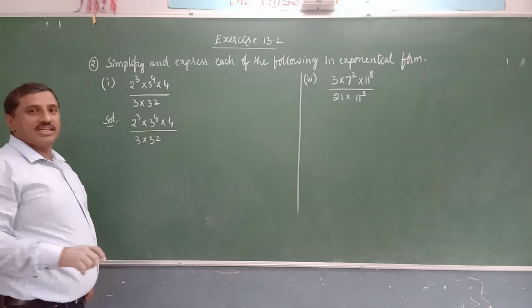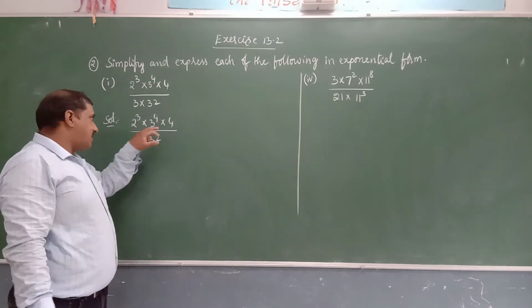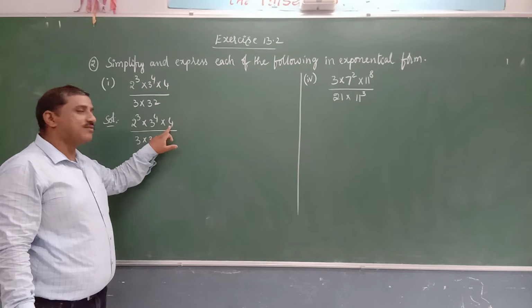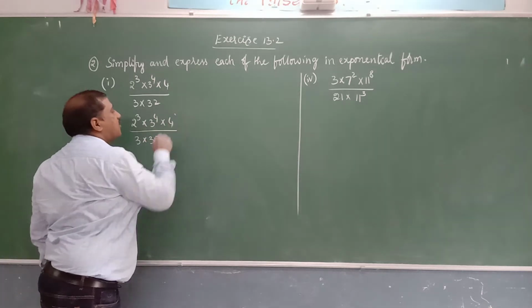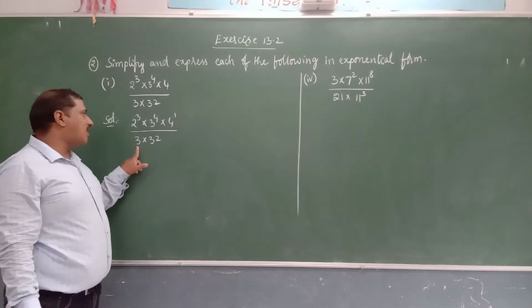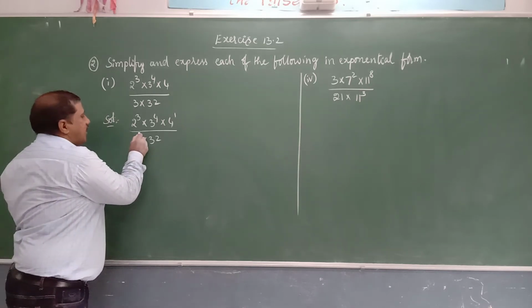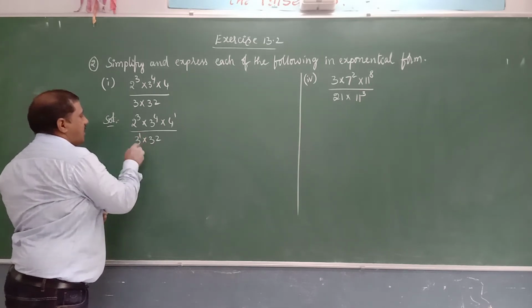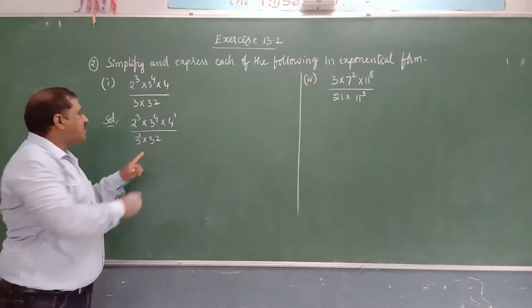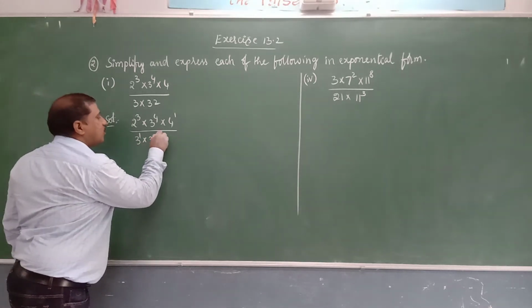3 into 32. You see here, this is 2 to the power of 3. This is 3 to the power of 4. The 4 means it is 4 to the power of 1. Similarly, the denominator 3 means it is 3 to the power of 1. And here we have 32, the base for this is 32, so 32 to the power of 1.